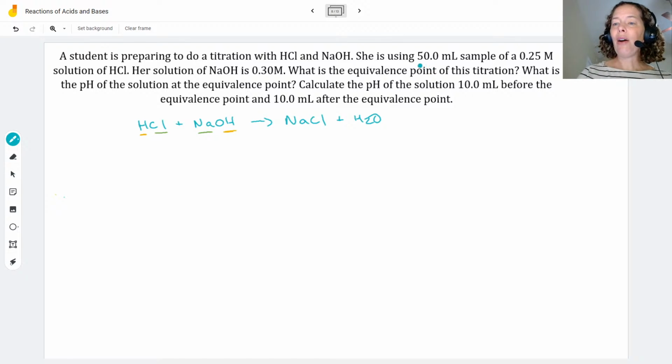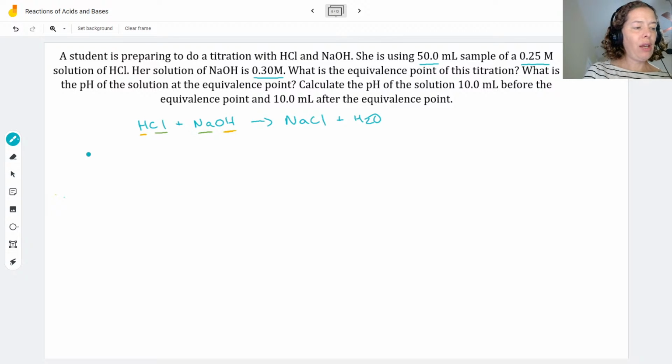So I have a volume and a concentration for hydrochloric acid, and I have just a concentration for my sodium hydroxide, which means I can find moles for my acid, but I can't find moles for my base. So sometimes it's helpful to pick apart what you have, what you know, and what you can find, because I know some students get really stuck because they know they can't find moles of the base and they're trying to focus on that. But I want you to focus on what you can do. You can find moles of your acid, so let's do that first.